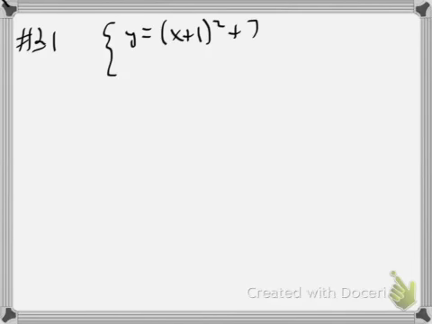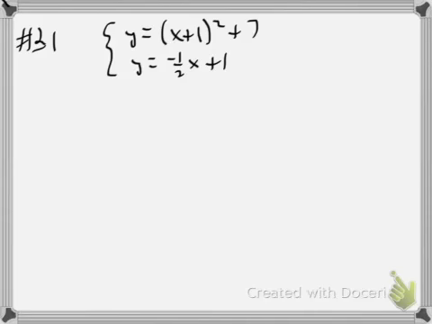So number 31. The system was y equals (x plus 1) squared plus 7, and y equals negative a half x plus 1. Since they're both equal to y, we want to see where they cross. We can set them equal to each other.